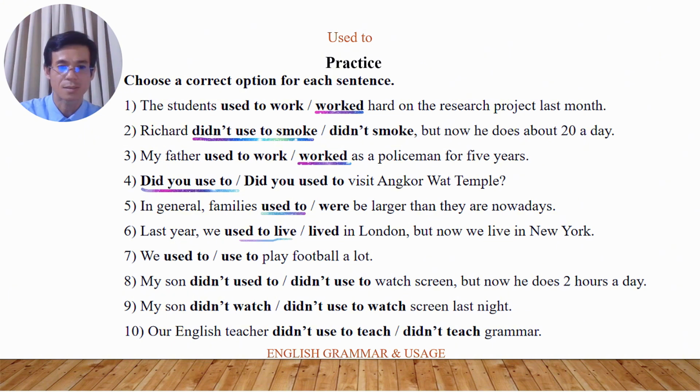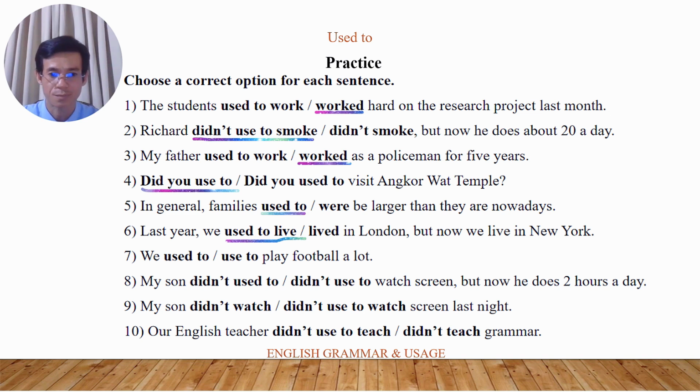Sentence number 6. Last year we used to live or lived in London, but now we live in New York. The correct answer is used to live, not past simple. We use used to in this sentence because it is about a past habit. So the activity in the past happened more than one time, and now we live in New York, so the activity has already finished.